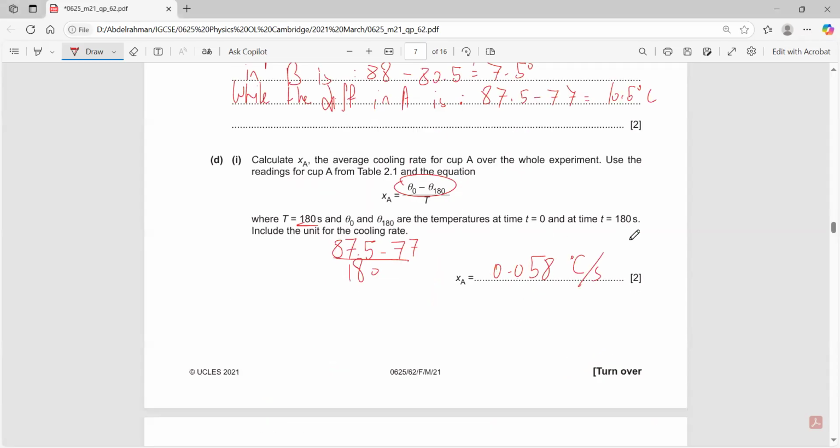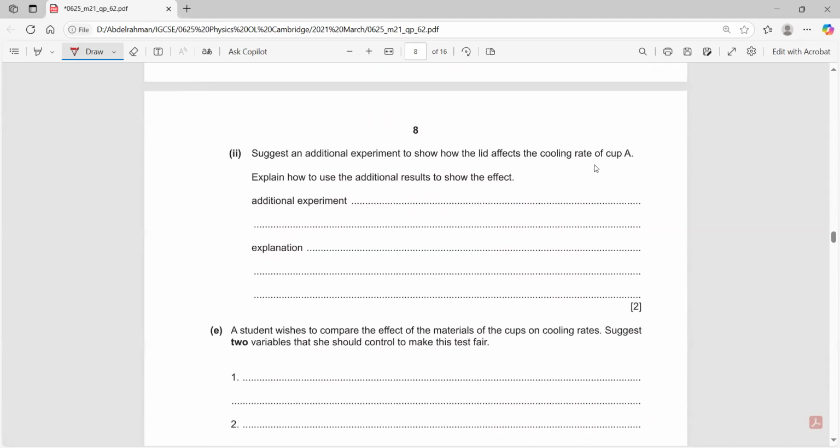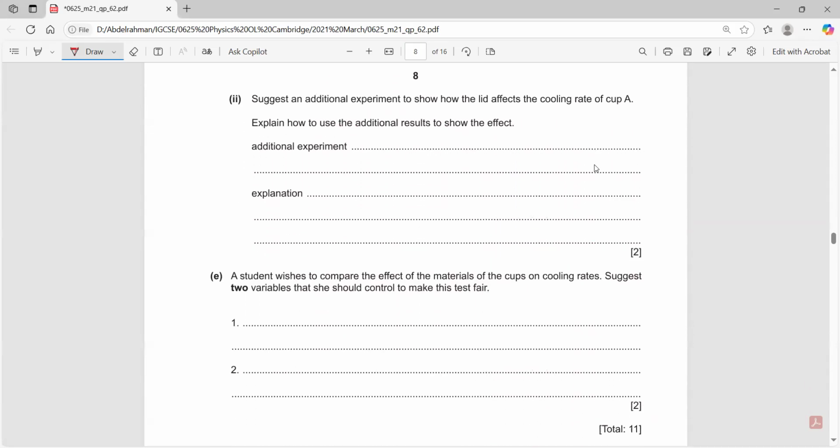So XA was 0.058. If you remove the lid, I guess that the cooling rate would increase. It would definitely increase, yes. So you have to find the difference between them and test whether they are actually different. If they're very close, you can consider them to be the same, right?